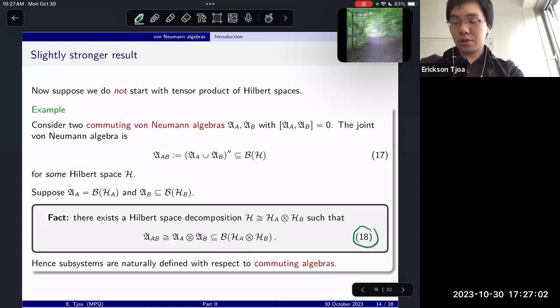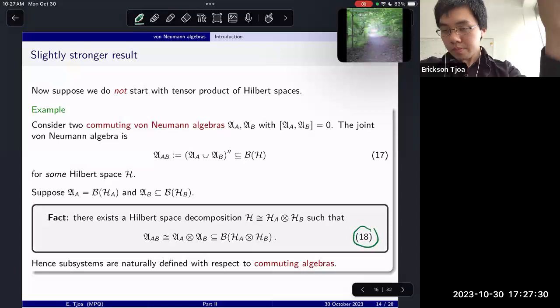Of course, if you talk about quantum field theory, there are some subtleties here and there, but the point is that the reason why this result is slightly stronger is that sometimes you don't even need to assume that you already have a bipartition to start with. And this is really back to what we were talking about in the first session, in that the notion of bipartition or the notion of a subsystem can be really defined in terms of what operations are allowed in your hands.